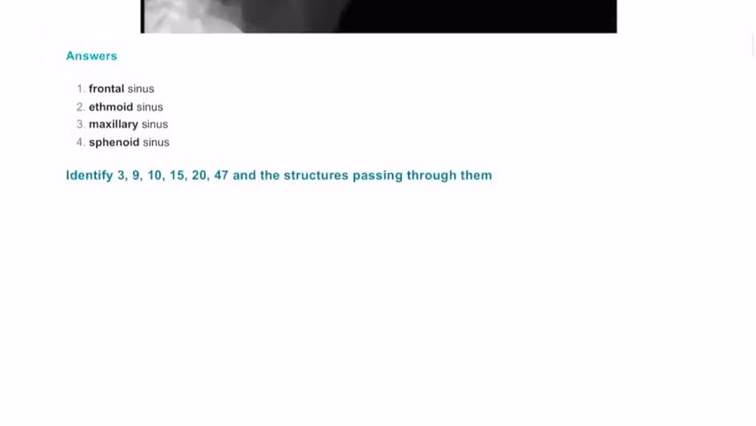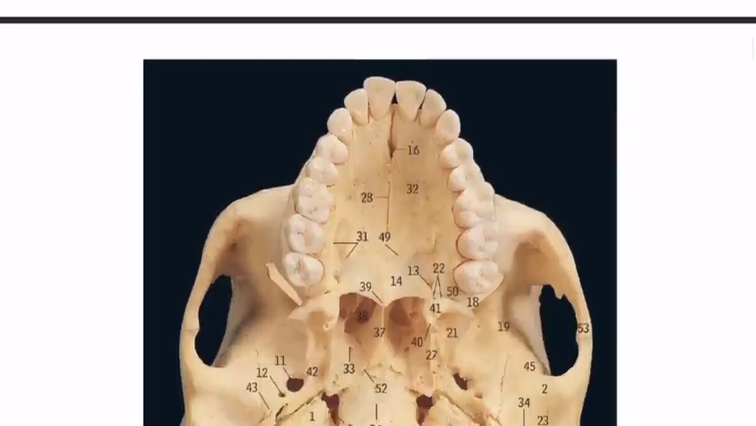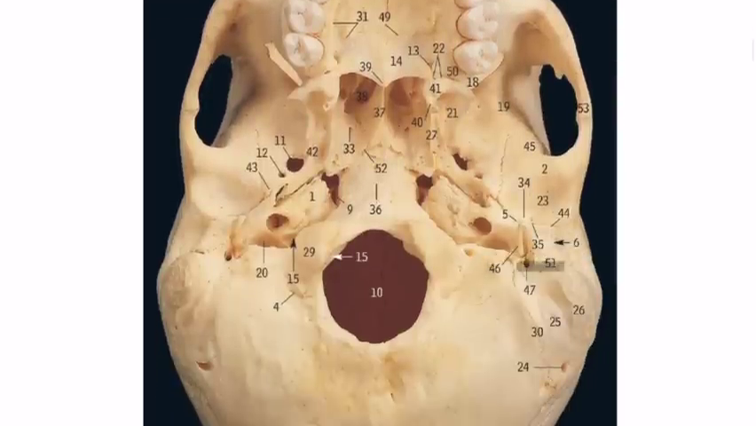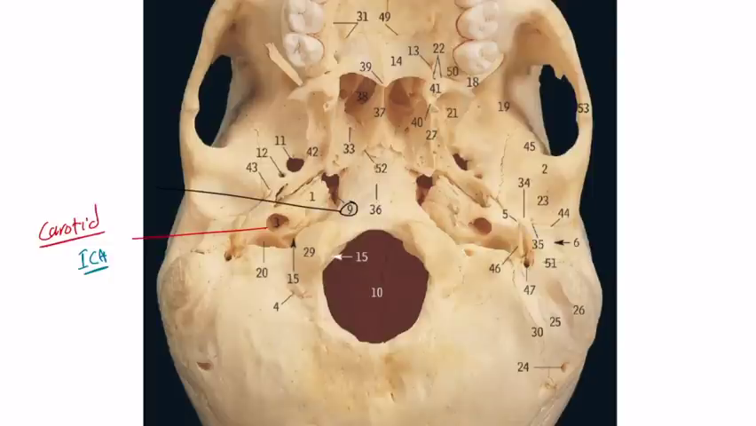We need to identify the following structures and also the structures that go through them. Starting with number 3, this is the carotid canal, and what you mainly need to mention in the carotid canal is the internal carotid artery. Number 9, on this side, is the foramen lacerum.